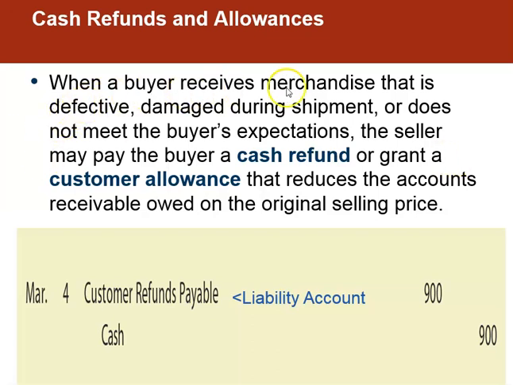It says when a buyer receives merchandise that is defective, damaged during shipment, or does not meet the buyer's expectation, the seller may pay the buyer a cash refund or grant a customer allowance that reduces the accounts receivable owed on the original selling price. So if you remember, Net Solutions sent some merchandise back along with a debit memo.